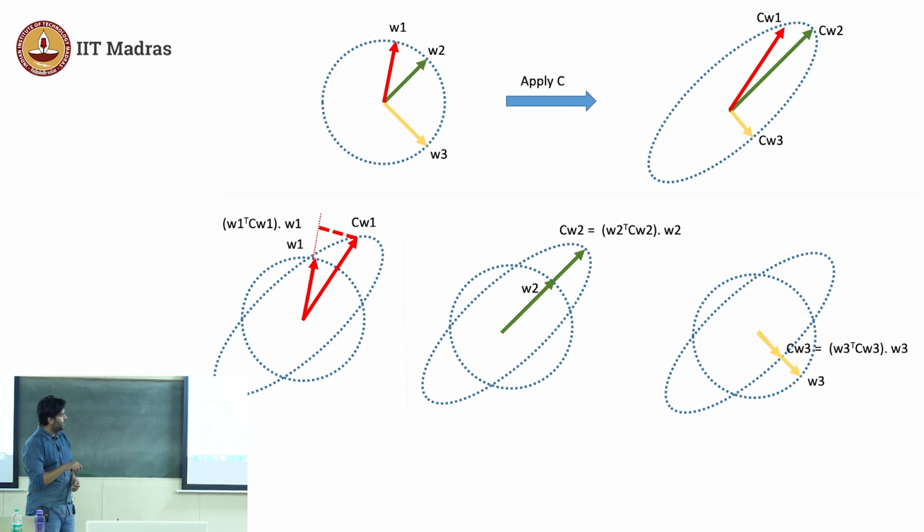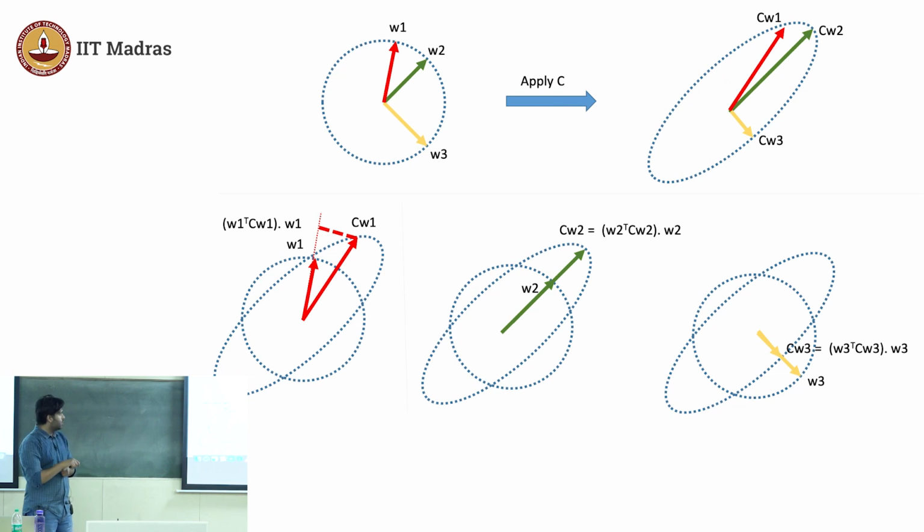Now here is a direction W2 which is actually aligning, right. So in this direction, if I have W2 and then I have CW2, they are both in the same direction, and in fact this is the major axis of the ellipse also, right. So now what is the projection of CW2 onto the direction of W2? Well, that's exactly CW2 itself, right, which means CW2 can also be written as W2 transpose CW2, which is the projection of CW2 on W2, that scalar times W2.